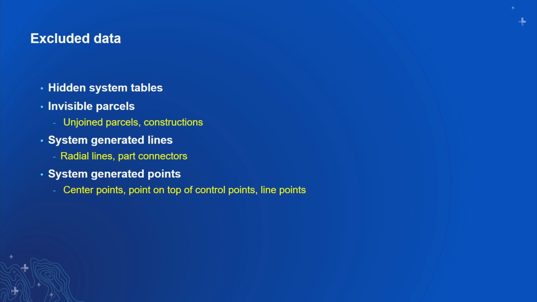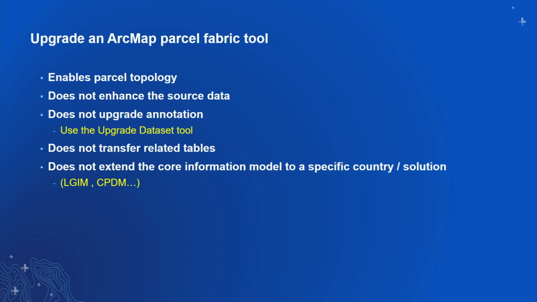But don't upgrade your annotation if you have those, because those are upgraded in place. Make a copy of annotations if you want to bring annotation forward. That's maybe a side note. Upgrade does enable the parcel topology, so you don't have to do that again. It doesn't enhance the data for ArcGIS Pro, it just brings it across as is. As Amir said, annotation is not upgraded.